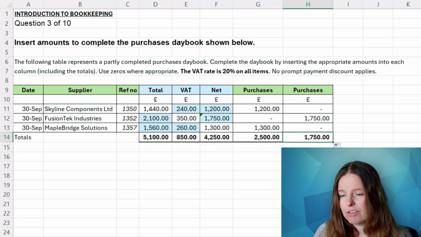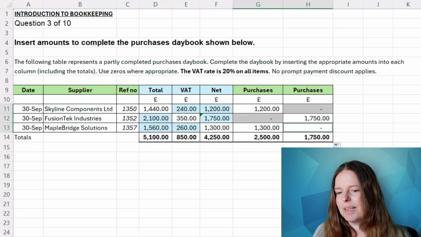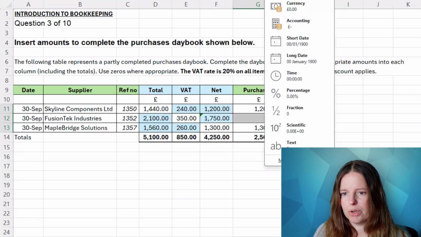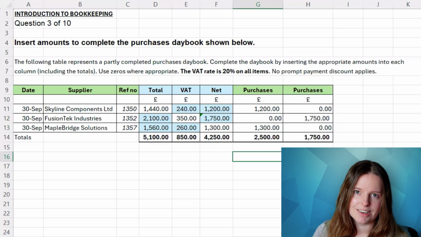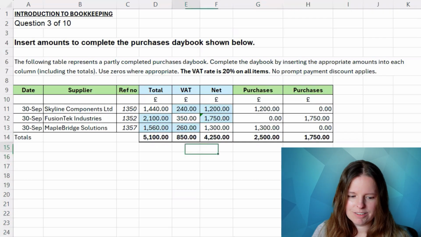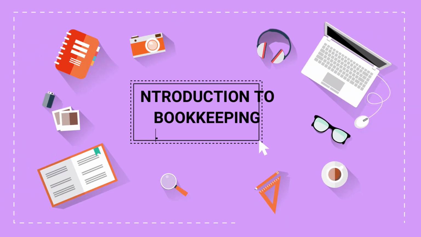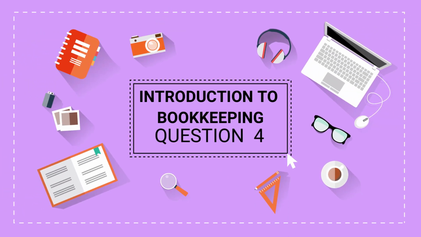So again, just to make sure that it's in line with the exam, I'm going to change these amounts to zeros. So that's what you would expect to see. So that is the end of question number 3 there. So let's move on to question number 4.